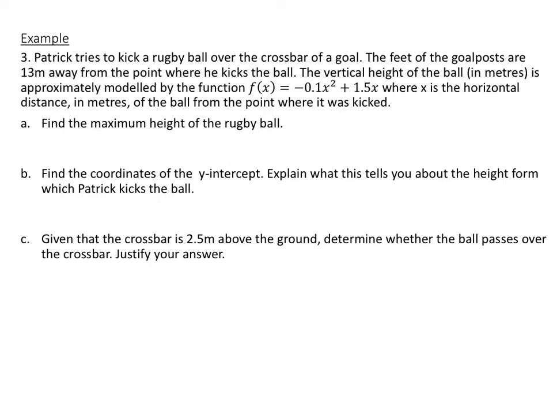So using that and any of the different forms of our equations, find the maximum height of the rugby ball, find the coordinates of the y-intercept and explain what that tells you about where Patrick kicked the ball, and then given that the crossbar is 2.5 meters above the ground, determine whether or not the ball passes over the crossbar and justify your answer. So go ahead and pause the video and try this one.